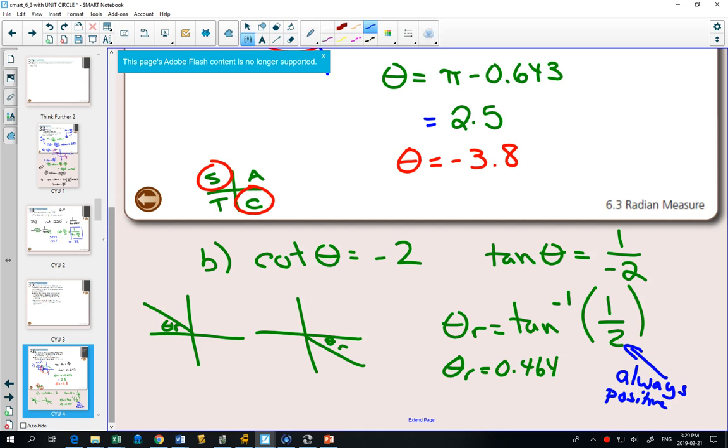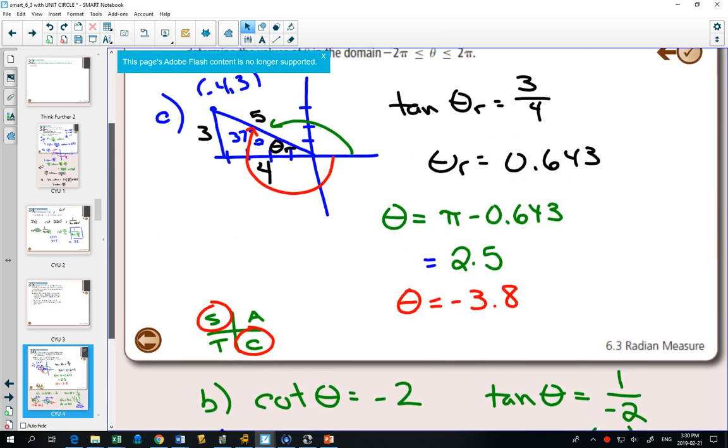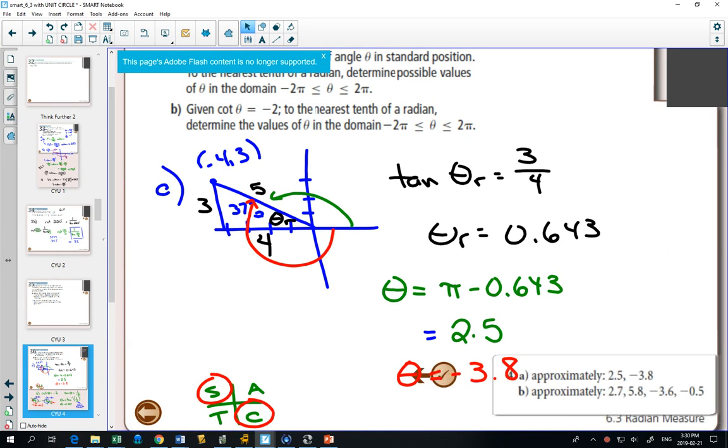How are we going to find all of our answers? In the positive direction, I would have π minus my reference angle and 2π minus my reference angle, just like you would have 360 minus your reference angle and 180 minus your reference angle. And in the negative direction, it's just going to be your reference angle times negative, and here I do 180 plus my reference angle. Since the bell rang, I will just show you the answers here. We won't actually calculate them all.